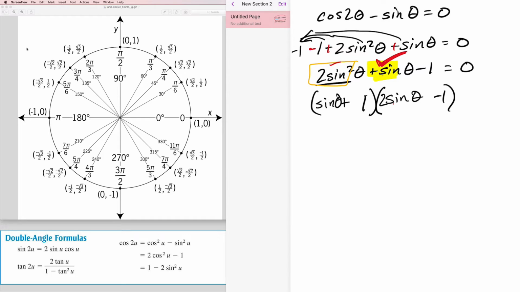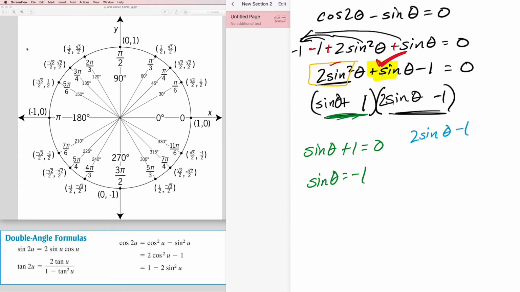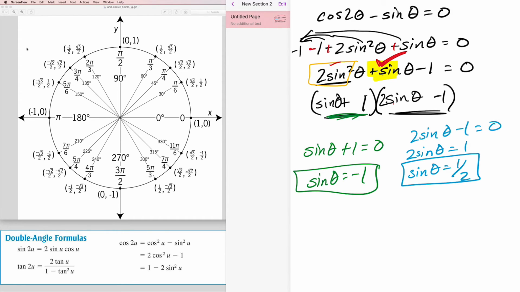So similar to the previous problem, I want to find the zeros for both of these. Okay, so I'll find this one in green. Sine theta plus 1 equals 0. So that means sine theta is going to equal negative 1. And then in blue, 2 sine theta minus 1 equals 0. So that's going to be 2 sine theta equals 1, so sine theta will equal 1 over 2. So these are the two terms that I have.